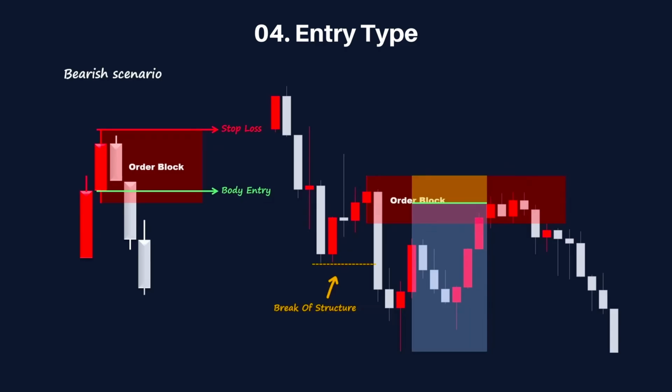What's important is consistency. Use the same rules repeatedly. Track your results. Refine your execution over time. Professional trading isn't about finding the perfect setup. It's about executing a proven process with discipline.